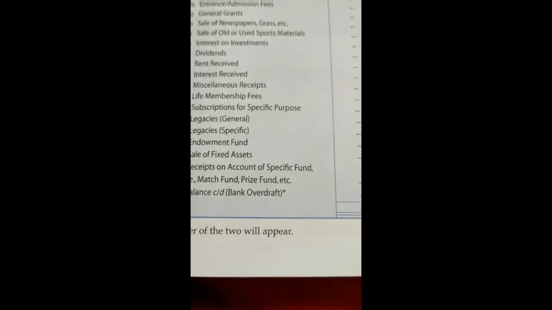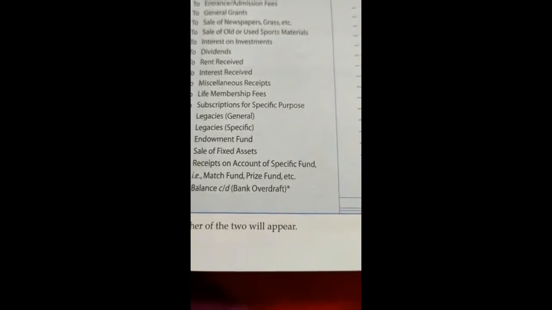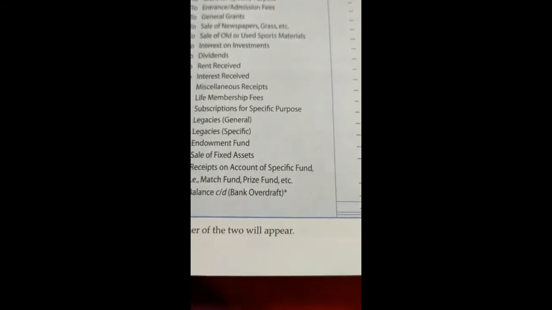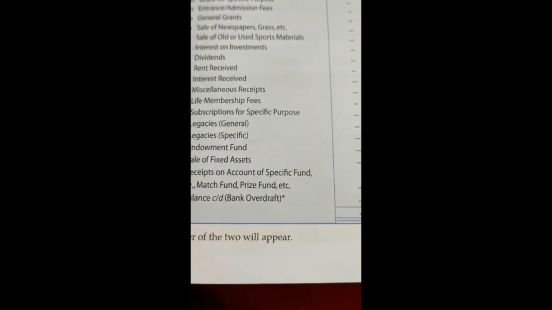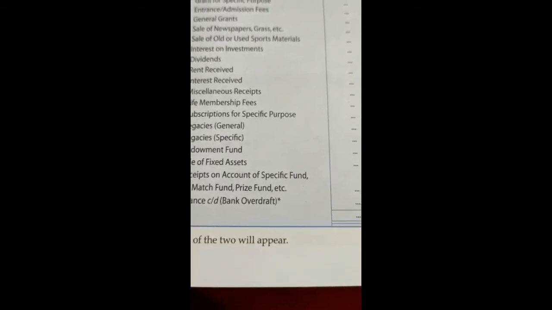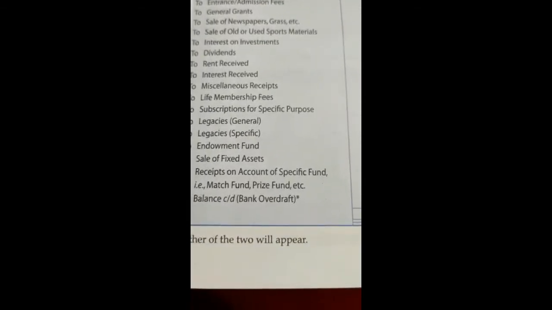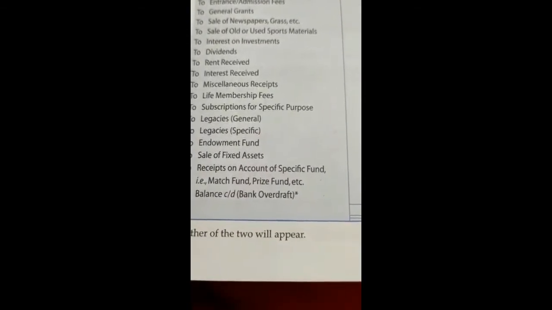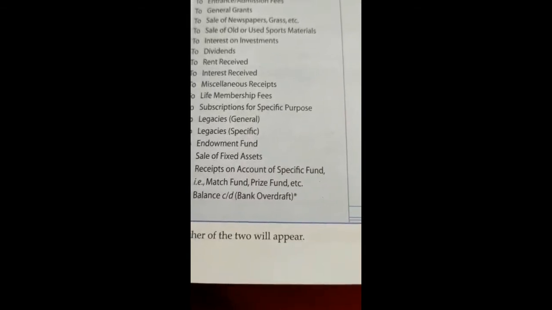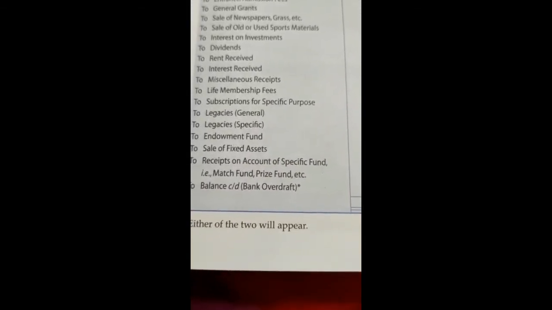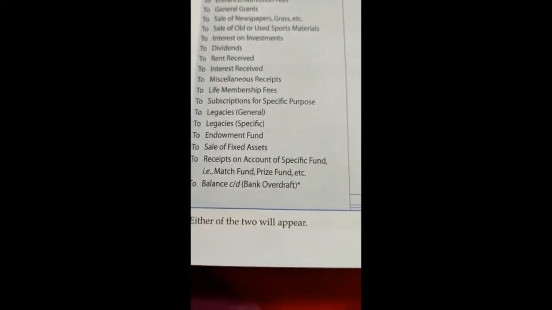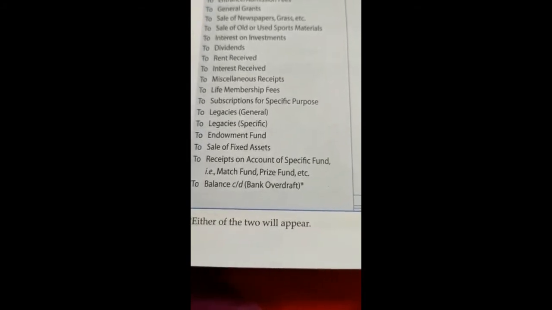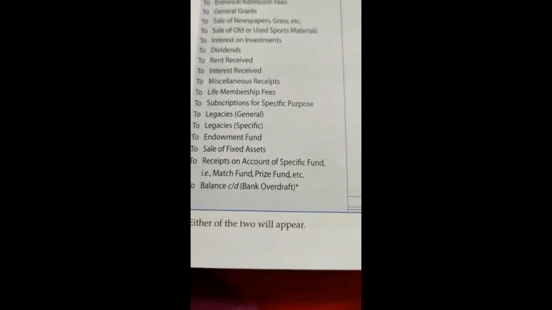So say for example, the asset can be of 1 lakh, on which, say for example, depreciation is provided 40,000. So the book value of the asset is 60,000. Now if I sell the asset for 40,000, the book value was 60,000, selling the asset for 40,000, there is a loss of 20,000. But we are not recording the loss here in the receipt and payment account. What we will record here is whatever amount we received by selling that asset. So sale of fixed asset, the amount will be 40,000.